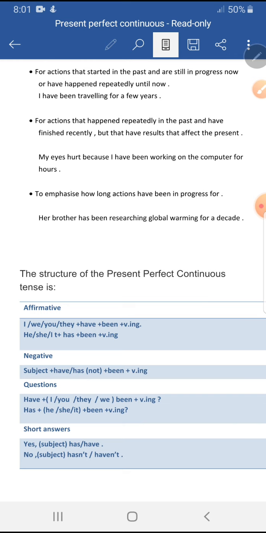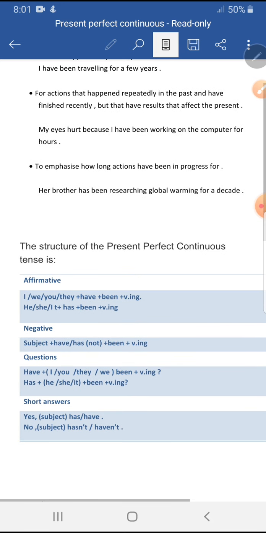Now let's move to the structure of the present perfect continuous. But before we get started, it's good to know how to conjugate the verb to have. Of course, we have singular forms and plural forms. For singular forms, I have, you have, he has, she has, and it has. And for the plural forms, we have and they have.